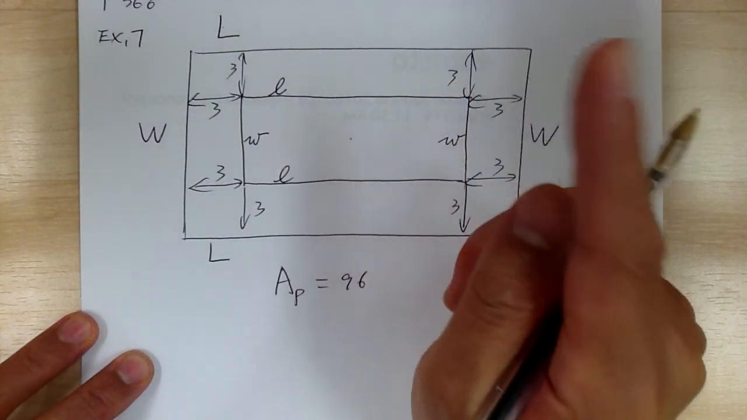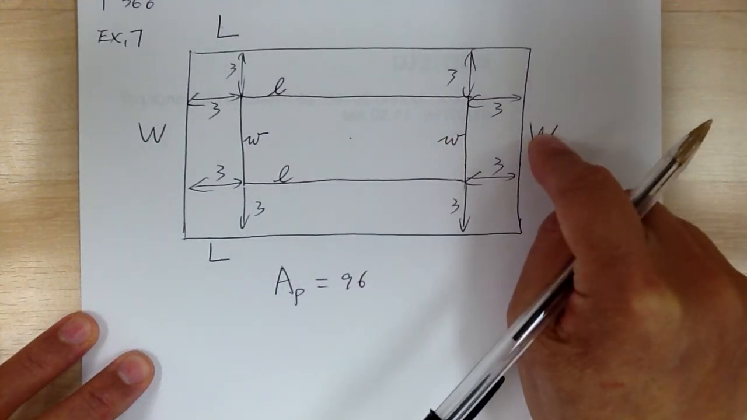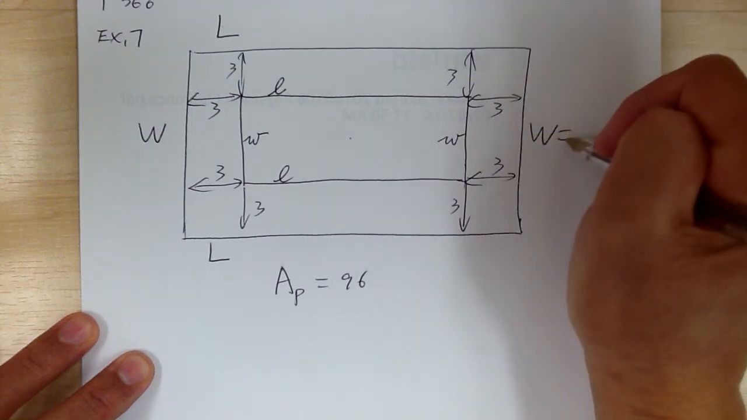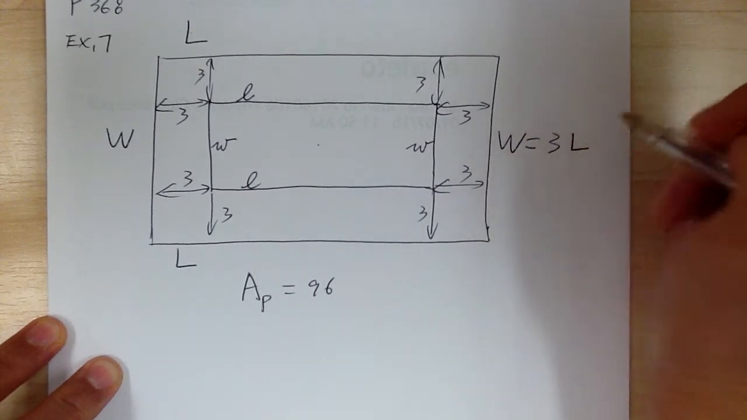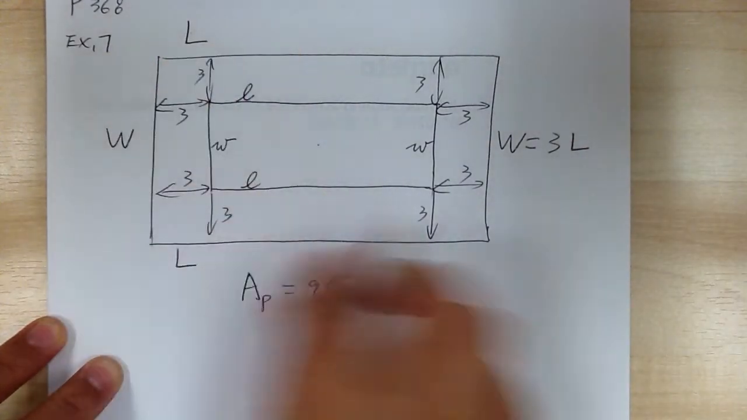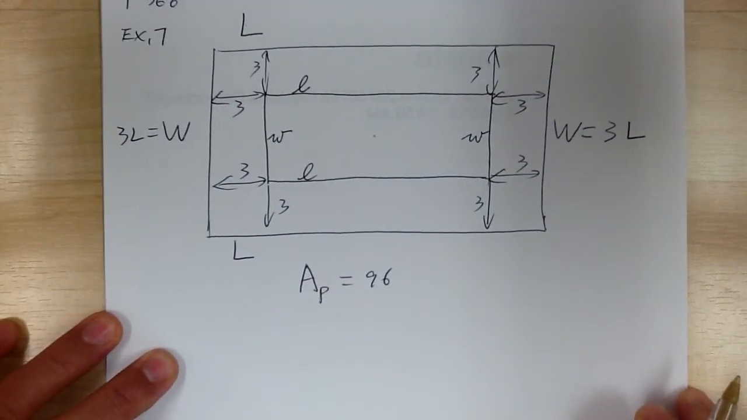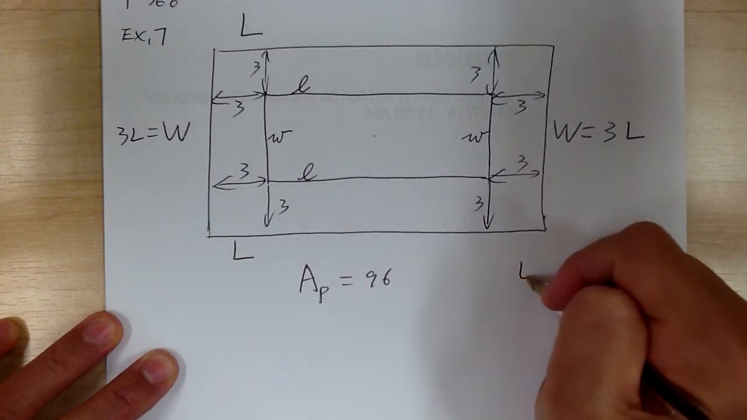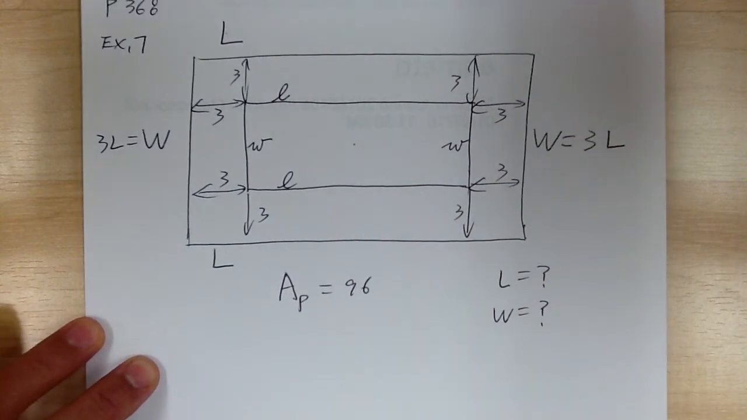Okay, now it says if the width of the outside is equal to 3 times the length of the outside. So that's that. Now you're looking for the dimension of the outside. So you're looking for the big L and the big W. Again, you've got to process all your information. You've got to draw the picture. It helps you to visualize.